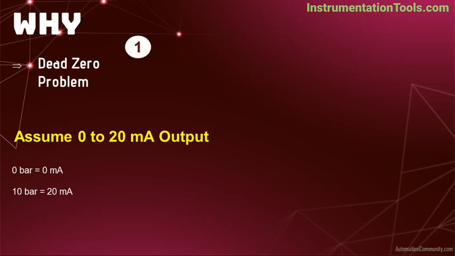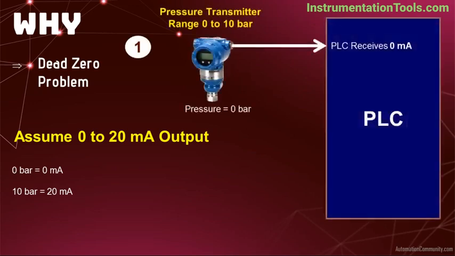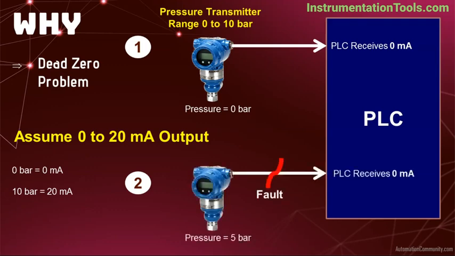Case 1. Assume the process pressure is 0 bar, so the pressure transmitter sends a 0 mA signal to the PLC. PLC displays 0 bar pressure to the operator. Case 2. Let's consider a fault in the pressure transmitter loop. The fault may be a broken wire, faulty transmitter, noise, high wire resistance, or any other problems. For our discussion, let's assume that the wire is broken between PLC and transmitter. Consider the process pressure is 5 bar.